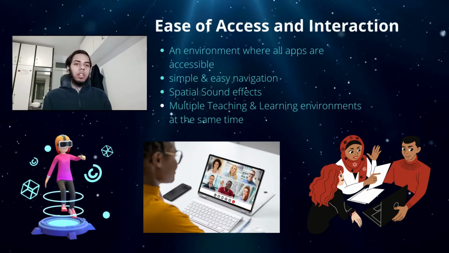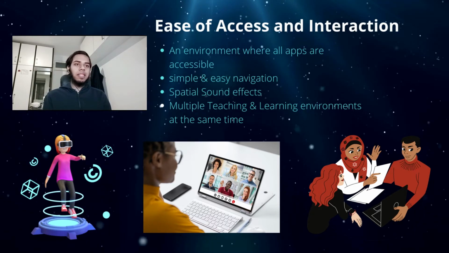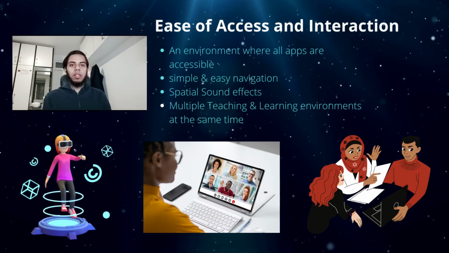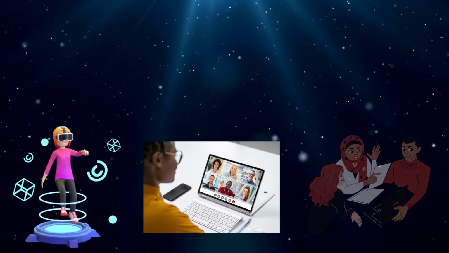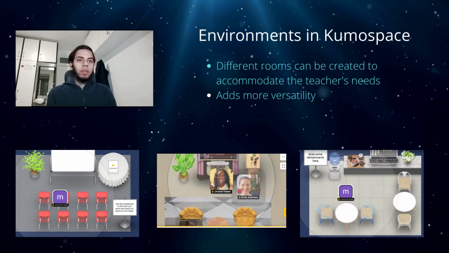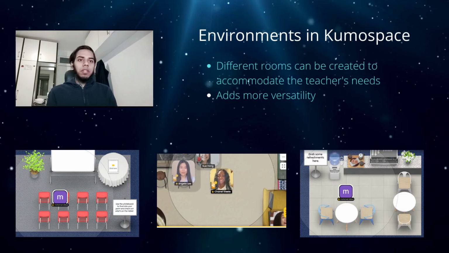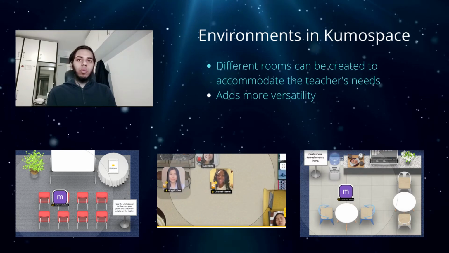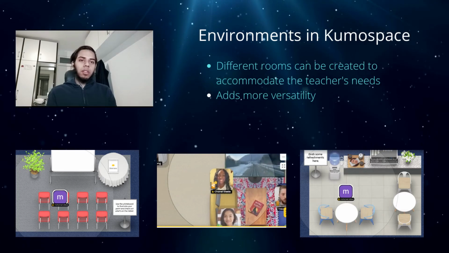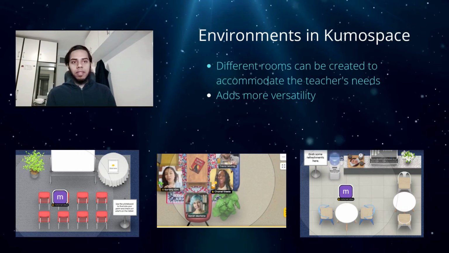Another critical feature that Kumospace has is that it can accommodate multiple teaching and learning environments at the same time without any distractions from one another. This is also known as spatial sound. And lastly, unlike Zoom or even MS Teams, Kumospace is a lot more versatile in a sense where there are different environments, including a cafe for students who want to relax, a primary classroom for teaching and learning, and also a games room for students who want to blow off some steam.